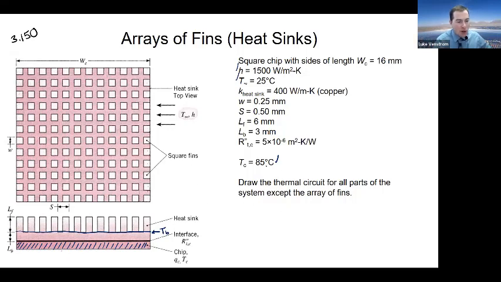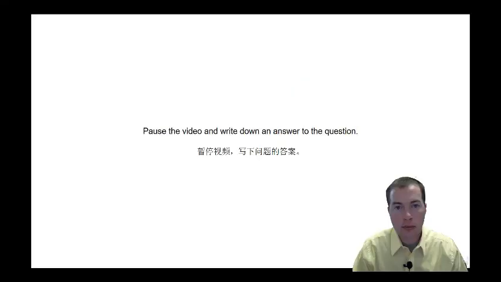With that said, you should be able to do this pretty quickly. I want you to draw the thermal circuit for all the parts except for the array of fins. If you had to apply a thermal circuit to analyze the heat transfer away from the chip, try to draw the circuit up to T_B. Now, what I would like you to do is pause the video and write down an answer to the question.